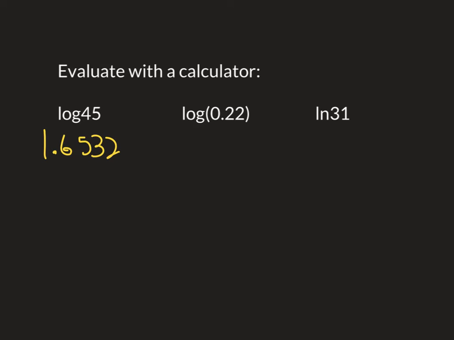The next one's log 0.22. Just punch that straight into the same button. That's negative. I wonder why that's negative. Could it be that's a decimal and the base is 10 and to get decimal you'd have to flip the 10, therefore remember the answer to log is an exponent, meaning you'd have to get a negative exponent to get a decimal? I think so.